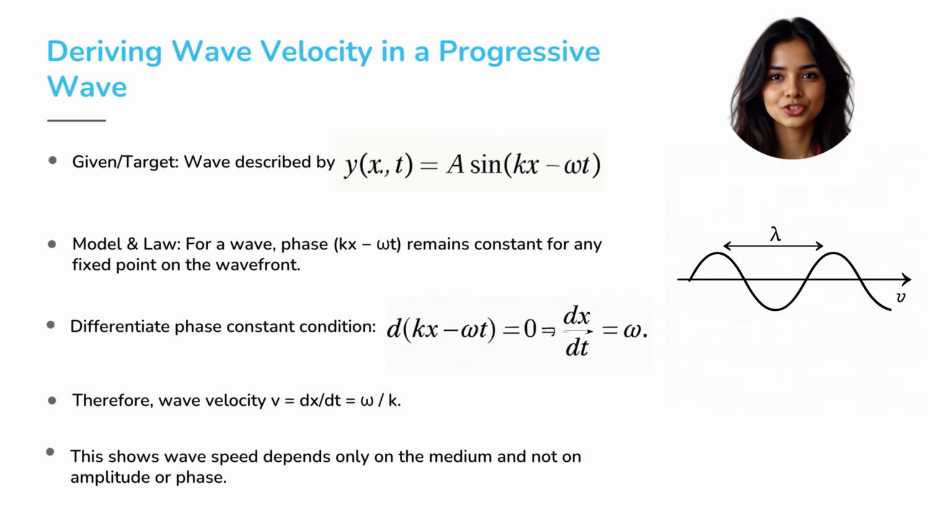Since k = 2π/λ and ω = 2πf, we can rewrite it as v = λf. This shows the speed of a wave depends only on the medium, not on amplitude or phase.